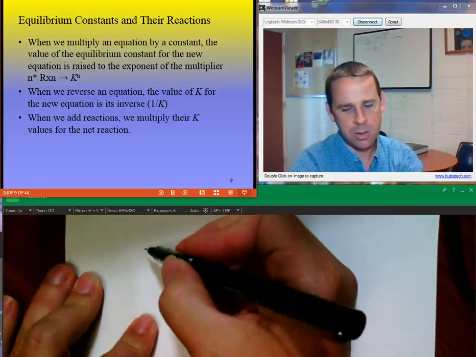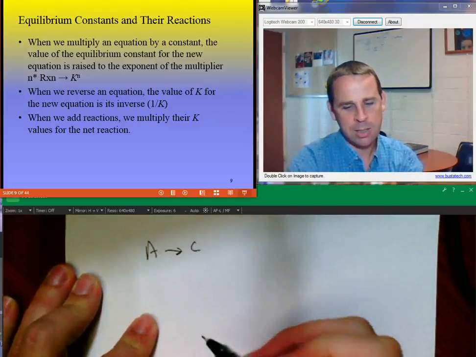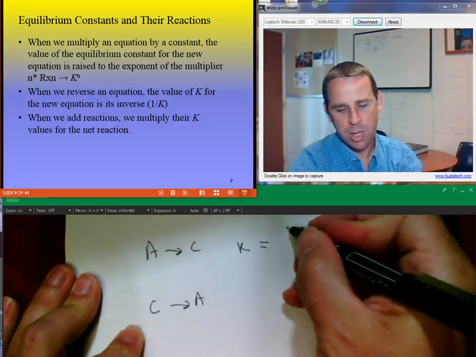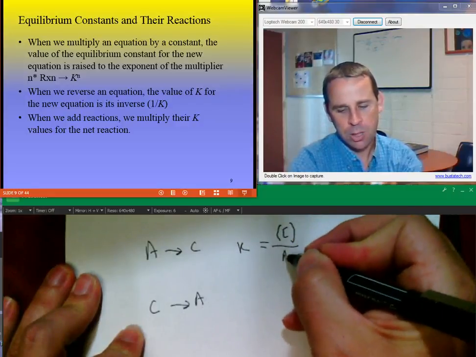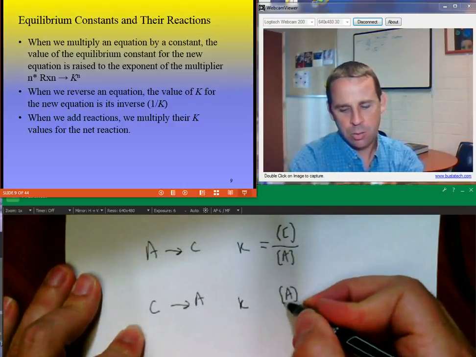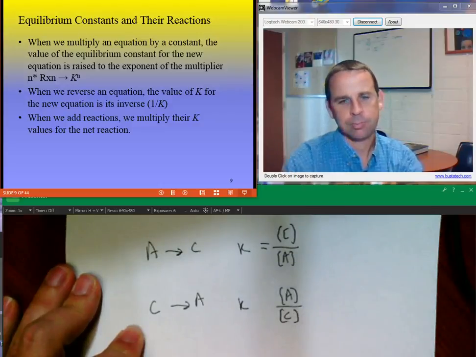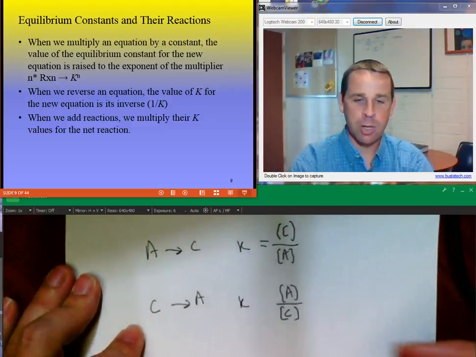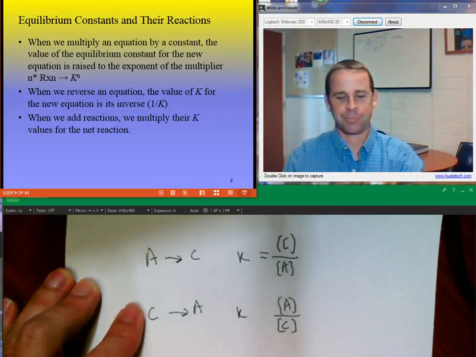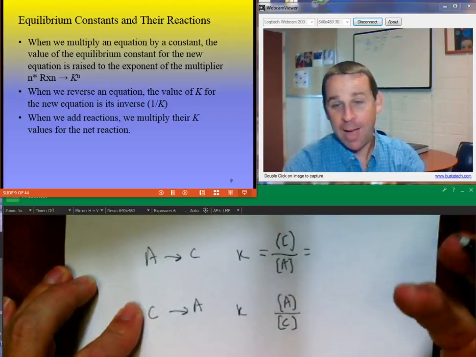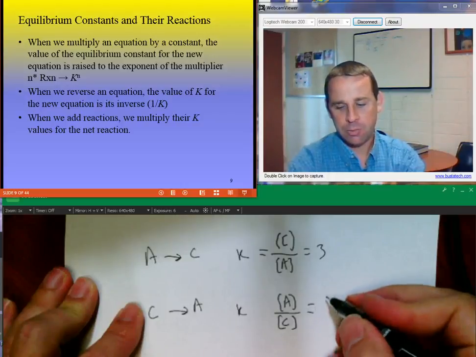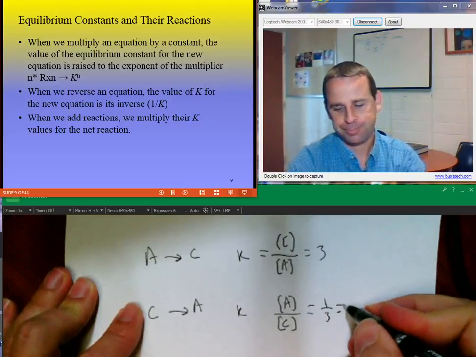An even simpler scenario, if I just have A going to something like C, and then I show C going to something like A, the K for this reaction would be the concentration of C over the concentration of A, and the K for this reaction would be the concentration of A over the concentration of C. So when you reverse a reaction, the K just inverts. So if this K had a value of 3, then this K here would be, again, the inverse of that, or 1/3.